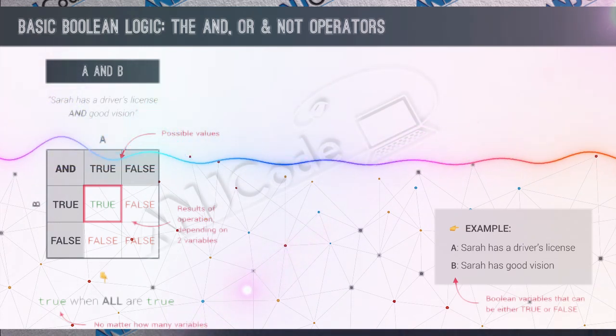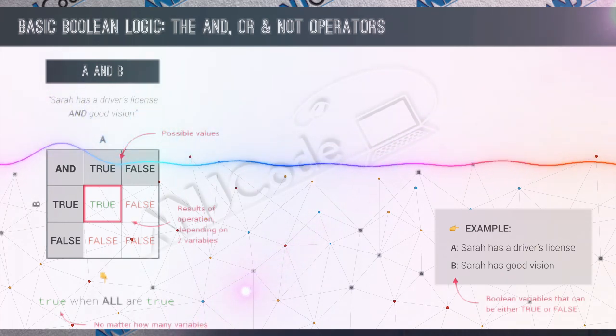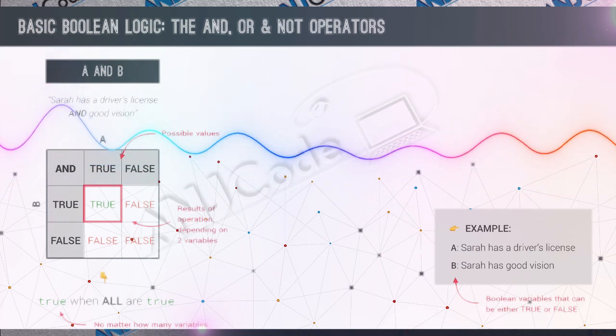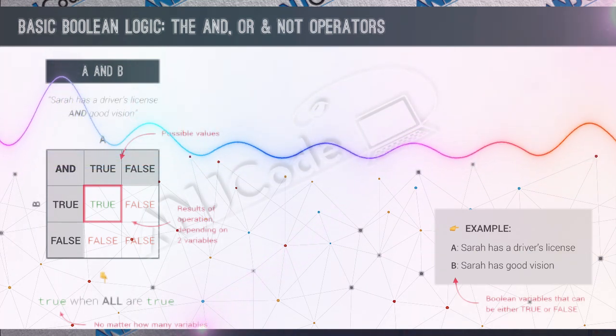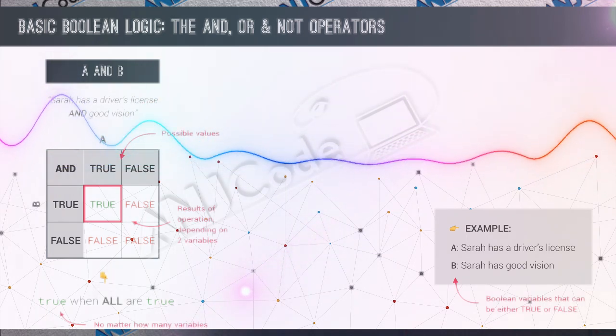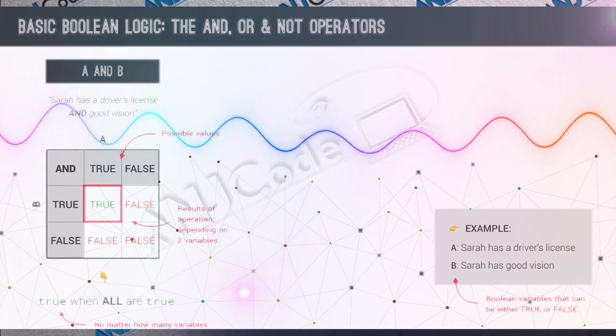Now, I know that all of this might look a little bit confusing, but don't worry, we will have an example a little bit later in this lecture, and we will also use this in practice in the next one. And after some practice, you will internalize all of this, and you won't even need any truth tables.